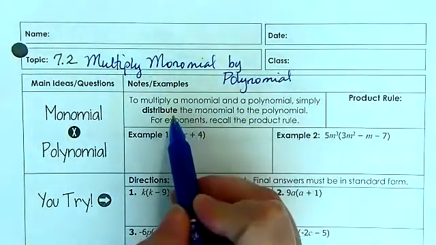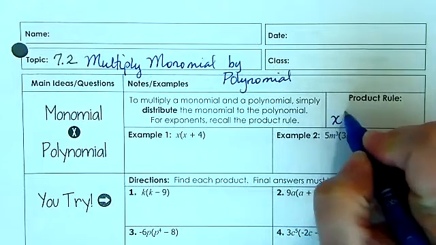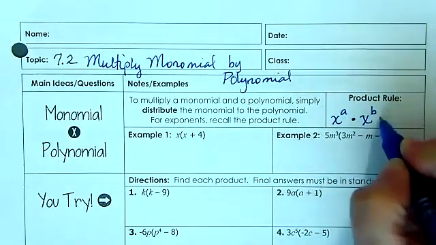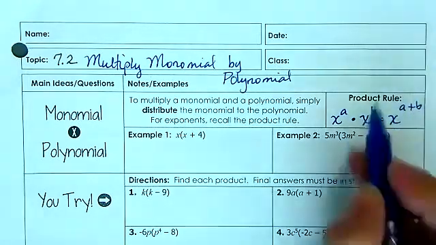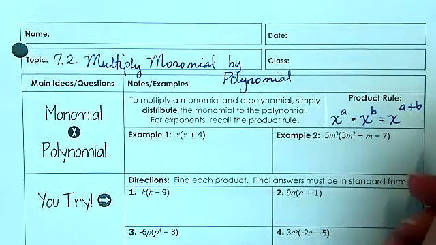We want to make sure that we remember the exponent product rule, which is x to the a times x to the b means that I'm going to do x to the a plus b. When we multiply and it has the same base, that means we add the exponents.